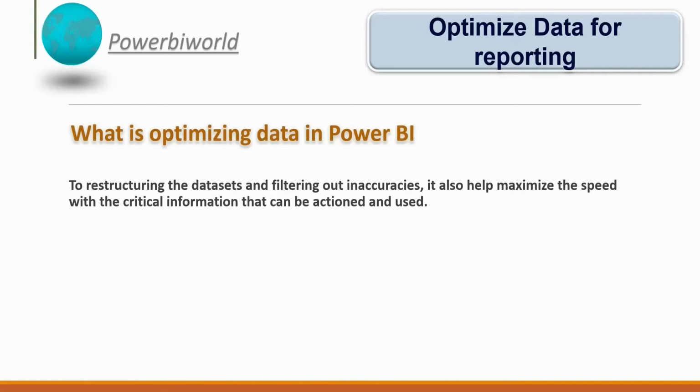In optimization, we can also hide any column which contains the same information as some other column. We can sort the data by ascending or descending order. So let's go to the Power BI Desktop and see a practical example of how we can optimize our data in Power BI.